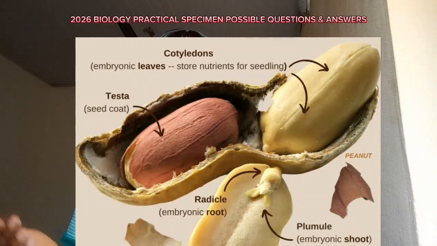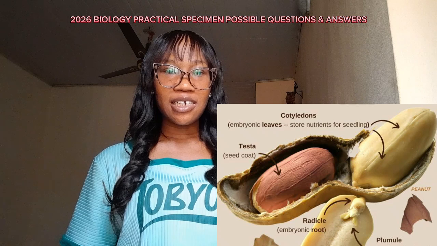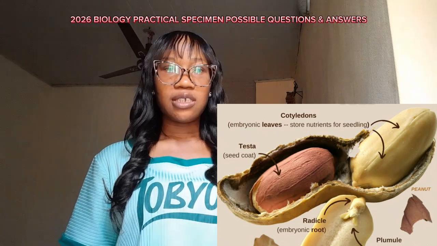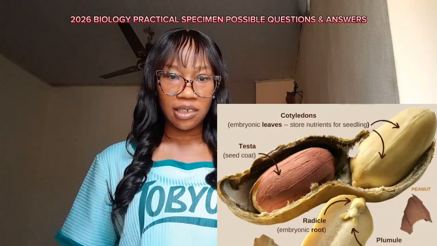And then what kind of fruit is the next question? Definitely they'll ask you that. What kind of fruit is specimen A? You tell them that specimen A is a true, simple, dry, indehiscent fruit. It's a simple, true, dry, indehiscent fruit.